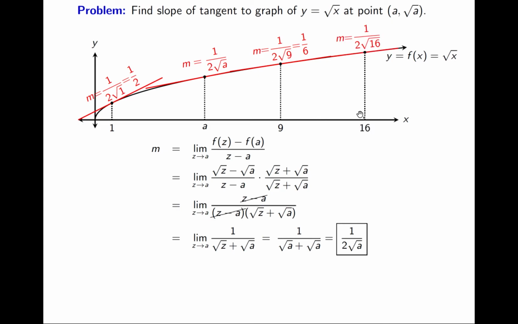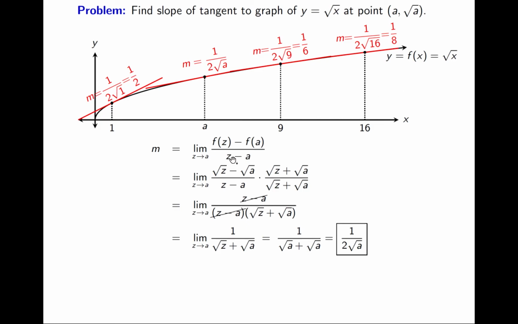Let's take a different value for a. How about a equals 16? What's the slope of the tangent line at a equals 16? This tangent line? Well, according to our formula, it's m equals 1 over 2 square root of 16. Square root of 16 is 4, so this is 1/8. So the slope of this tangent line is 1/8.